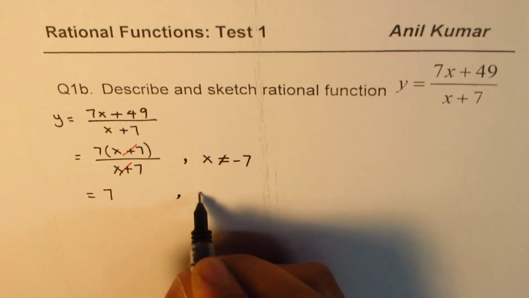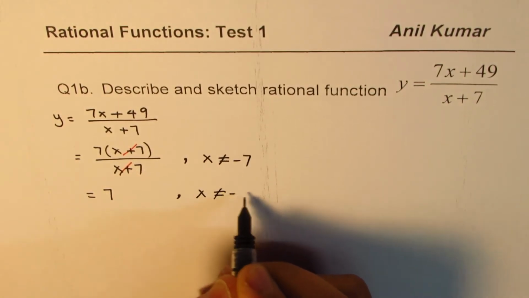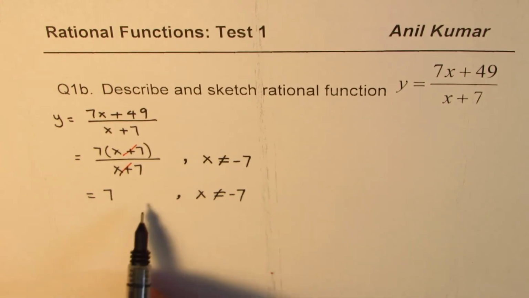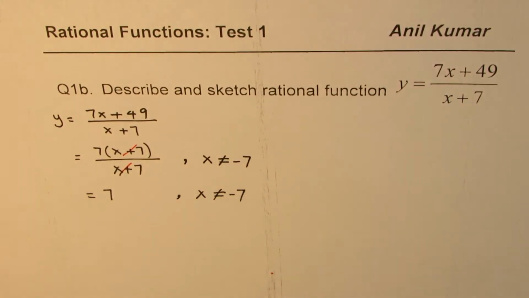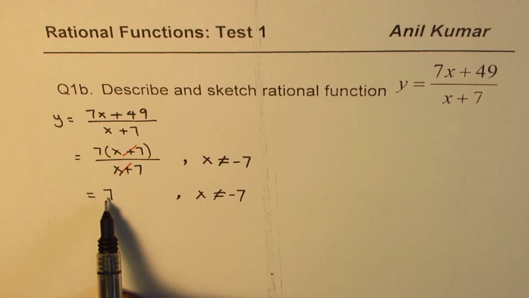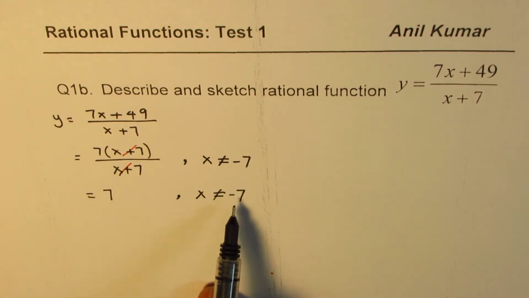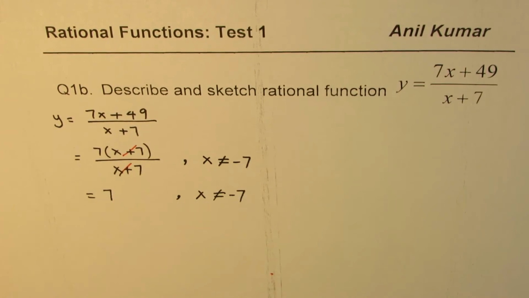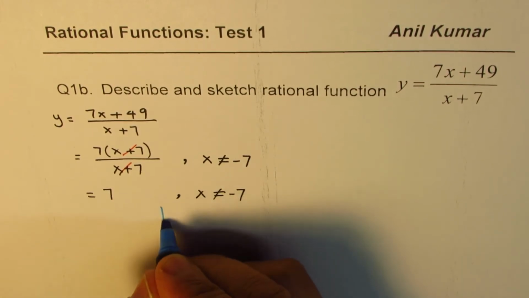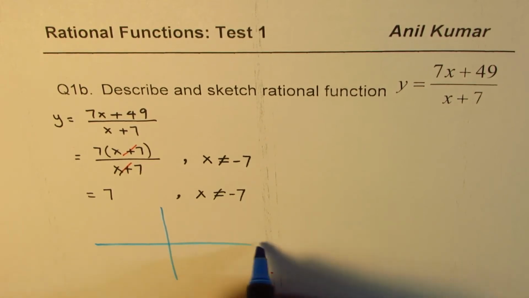So now you have to write x is not equal to minus 7. Now these two become equivalent functions, correct? So y equals 7, but x cannot be equal to minus 7. Now with that, you could actually sketch the function also. So let's sketch this function here and we'll then describe it.